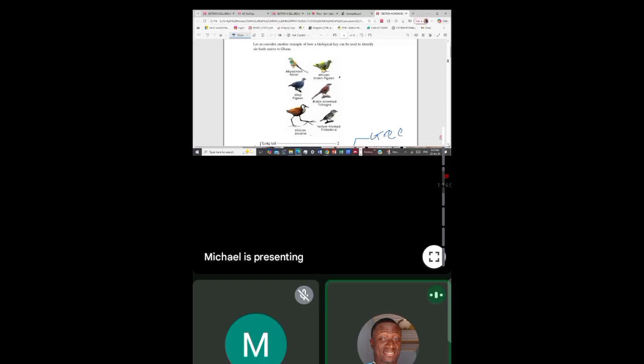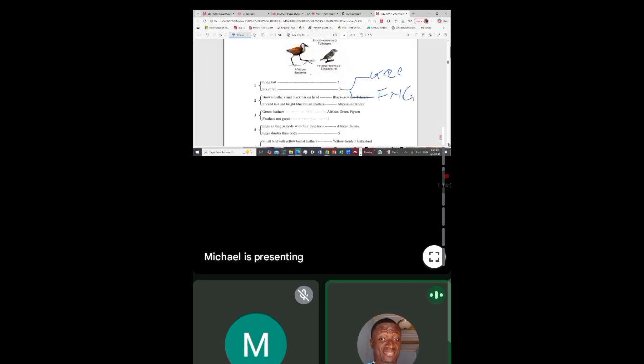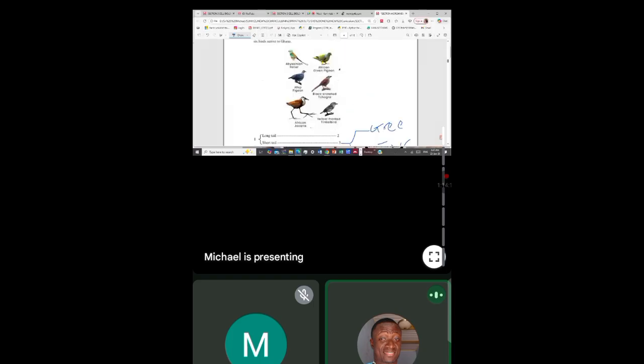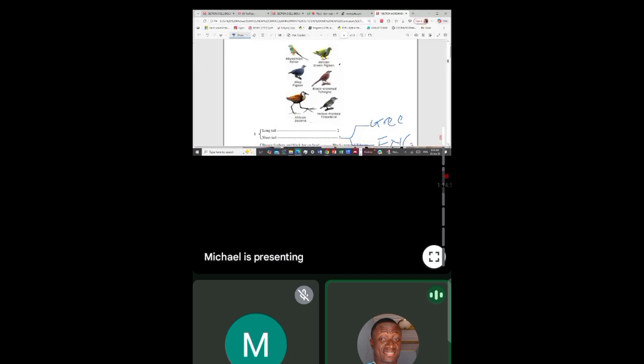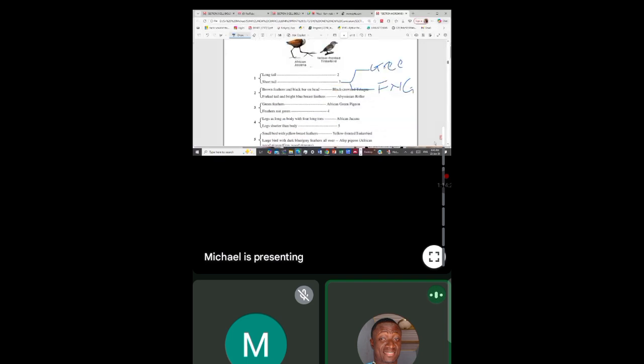Let's go to the next one: feathers not green. If the feather is not green, then we can talk about the rest, that is the three remaining. So it could either be the Afep pigeon, the African jacana, or the yellow-fronted tinkerbird. So from there, let's go to point 5. You see contrasting features, either green or not green.